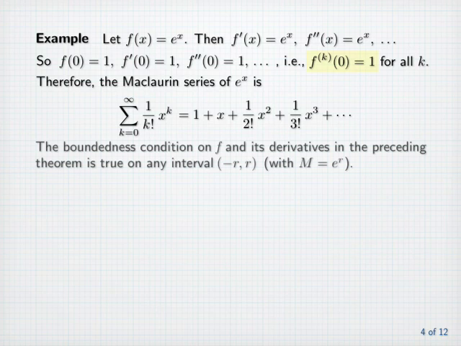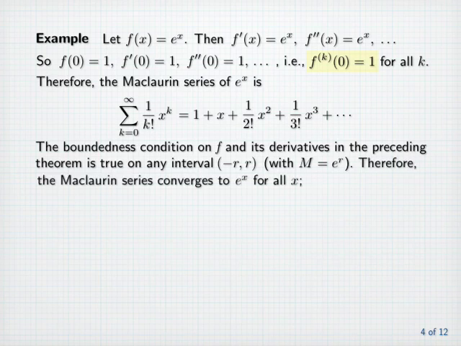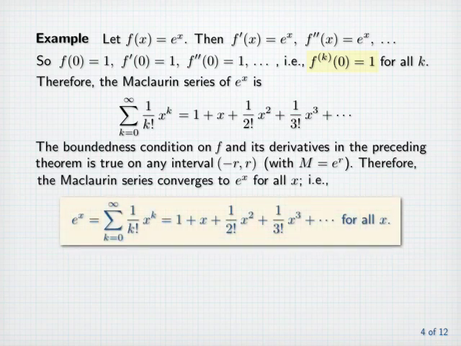The boundedness condition on f and its derivatives in the preceding theorem is true on the open interval from -r to r for any r, with the upper bound M equal to e to the r. Therefore, the Maclaurin series converges to e to the x for all x. That is, e to the x is equal to the sum from k equals 0 to infinity of 1 over k factorial times x to the k for all x.